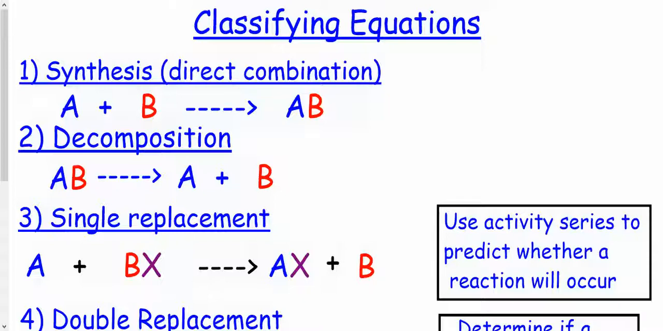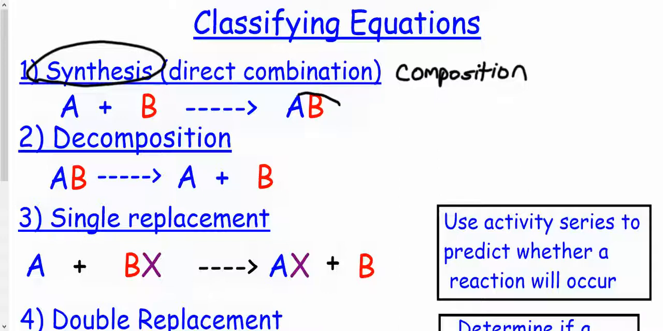The equations take these general forms. Synthesis, or direct combination, is another name for that, and the EOC also calls it composition. So there are three possible names for this. I like to use synthesis, but on your end of course test they will use composition. Synthesis means to make something, so that's exactly what happens in a synthesis reaction. Element or compound A and B combine to form one substance. The way you'll recognize a synthesis reaction is there is only one product. You'll never have a plus sign on the right side of the arrow in a synthesis reaction.